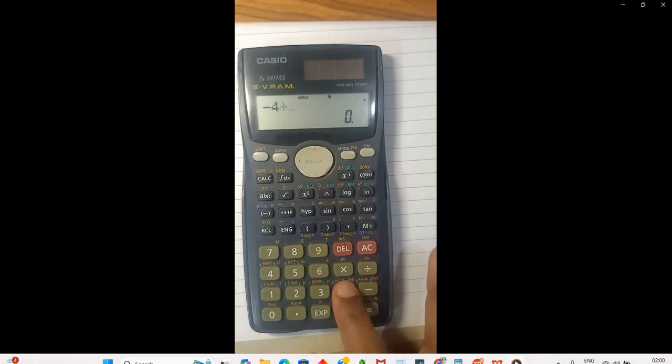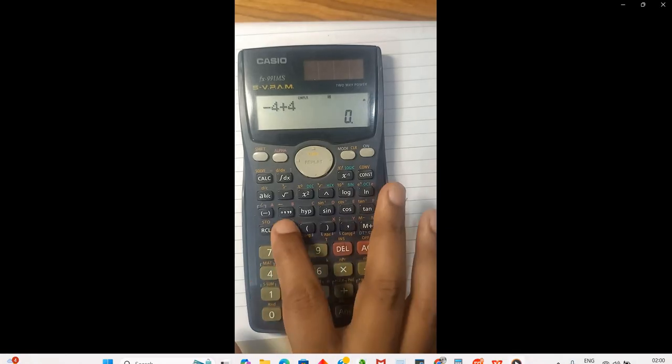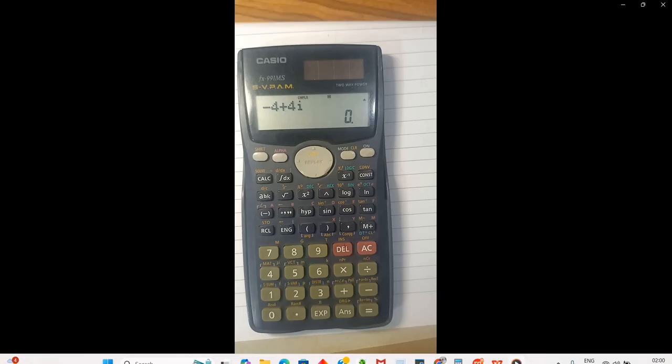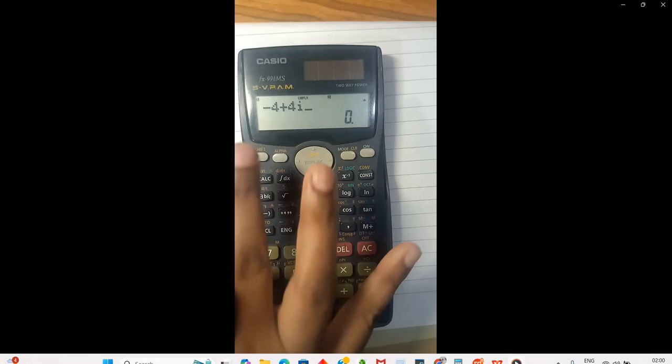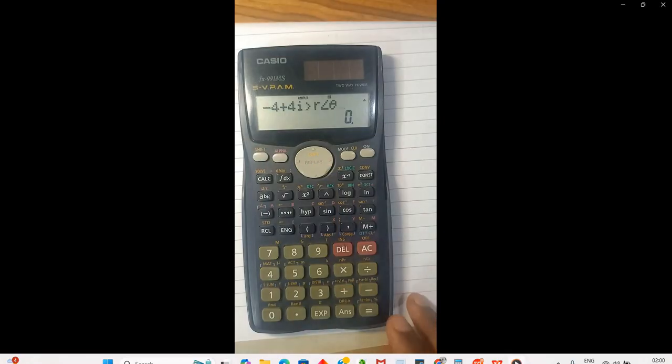Minus 4 plus 4i. You have to press 4 first, then i. If you press i first and then 4, it will give you an error. Now go to shift plus sign, equal to. This is our magnitude. Again shift equal to. This is our angle. Now suppose you want the angle in radians.